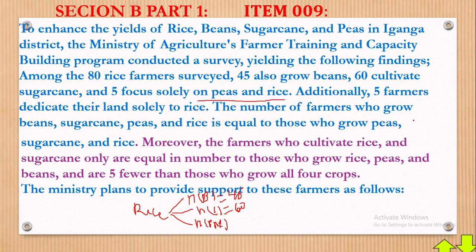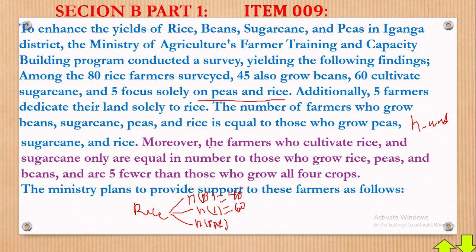Please be reminded that in set theory, the word "and" means intersection. You can go in the playlist to have a full topic about set theory. You learn more tricks on how these scenarios are attempted, and the set language there. So number in P intersection R.